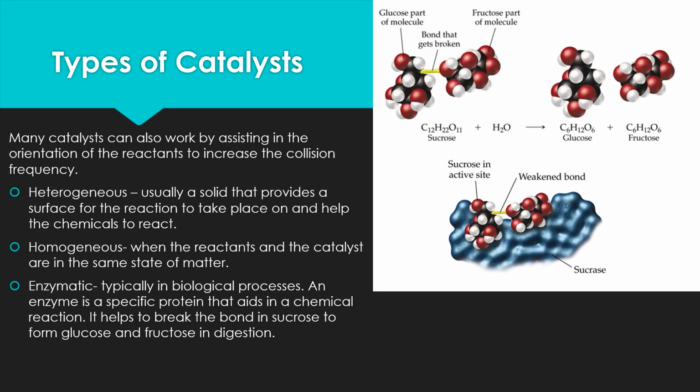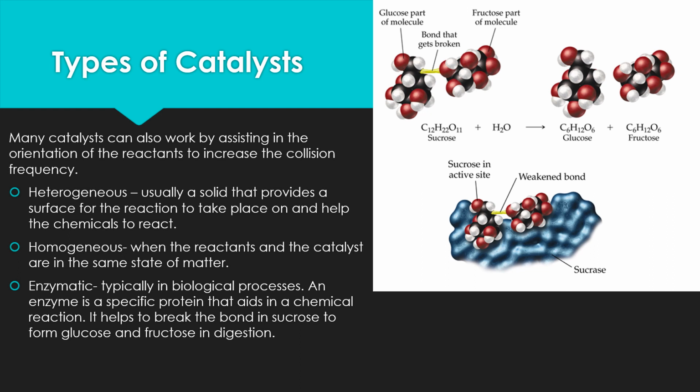Now, there are different types of catalysts. Many catalysts can also work by assisting in the orientation of the reactants to increase the collision frequency. So that's another way that they can act. One type of this is called a heterogeneous catalyst. It's usually a solid, like a solid surface, maybe a metal, that provides that surface for the reaction to take place on and helps the chemicals to react. So it might be that it allows the atoms to attach to it, gets their bonds broken, and then the atoms can come together and create a new product.